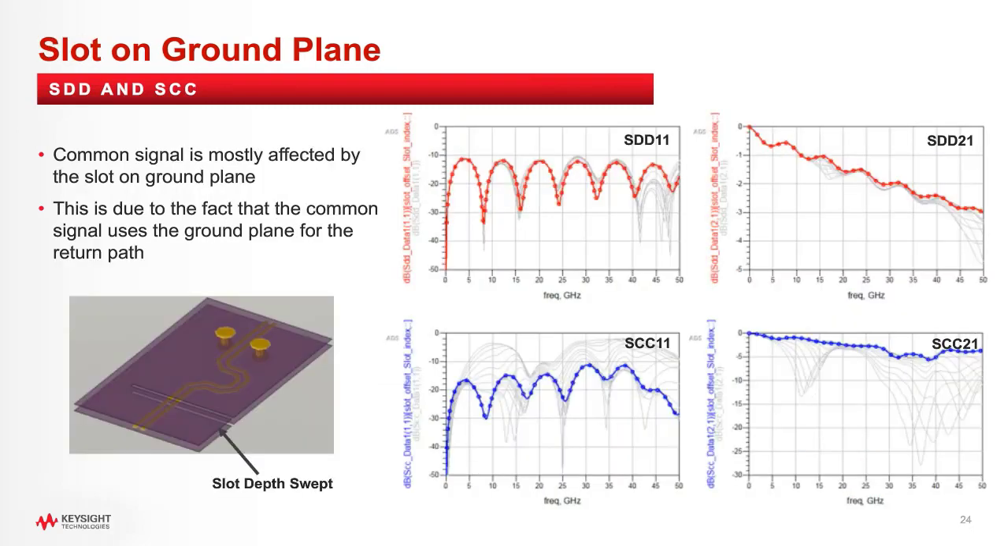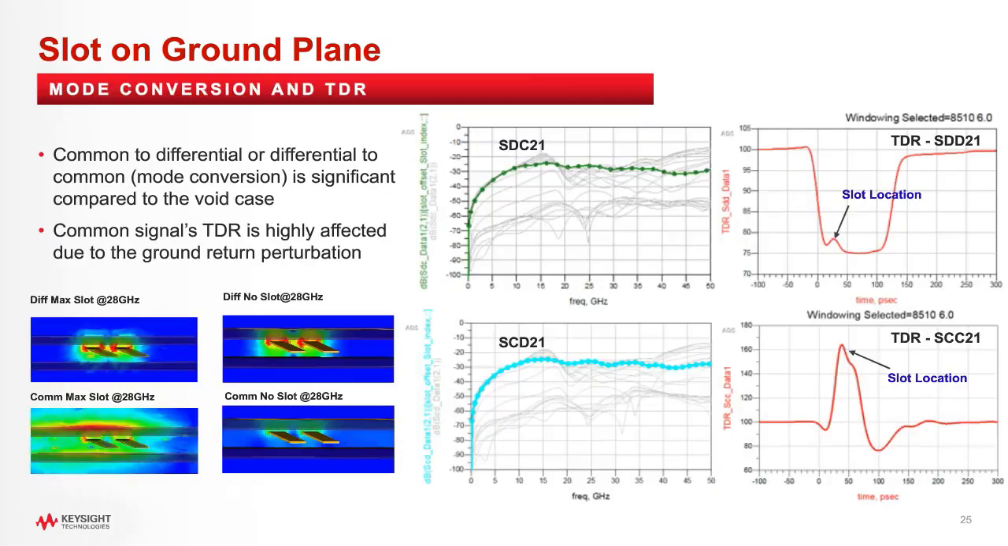What about slots? Since the common signal is mostly affected by the slot, we can easily notice a big variation to SCC than STD. Compared to the void case, this is quite significant. For the mode conversion, we can see the value is higher than the void case, and we can also notice an abrupt change on SCC TDR impedance. Seen from this data, the slots are more dangerous than voids from the signal integrity perspective.